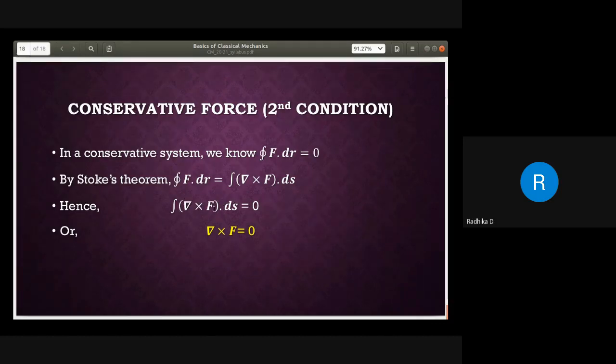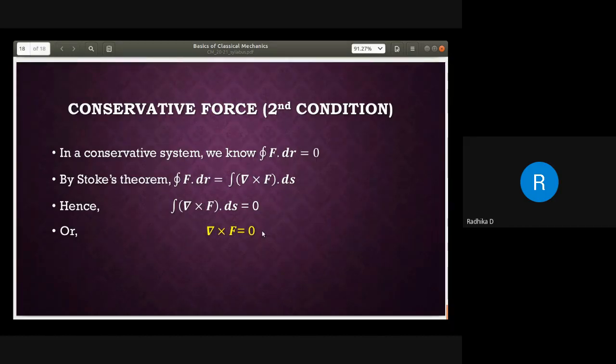In other words, obviously the integral over dS will give me the total area of the surface. So total area cannot be 0. For that reason, what has to become 0? The curl of F has to become 0, or del cross F becomes 0.